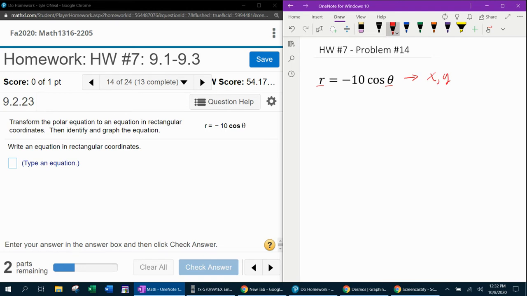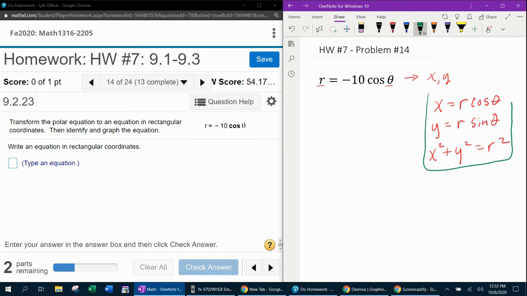And so we have a few formulas or equations that we need to know, and those are x equals r cosine theta, y equals r sine theta, and x squared plus y squared equals r squared. And I'm going to put a box around those. Those are important that you know those.